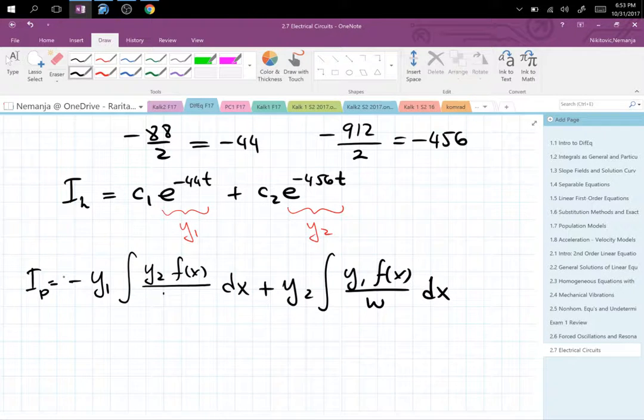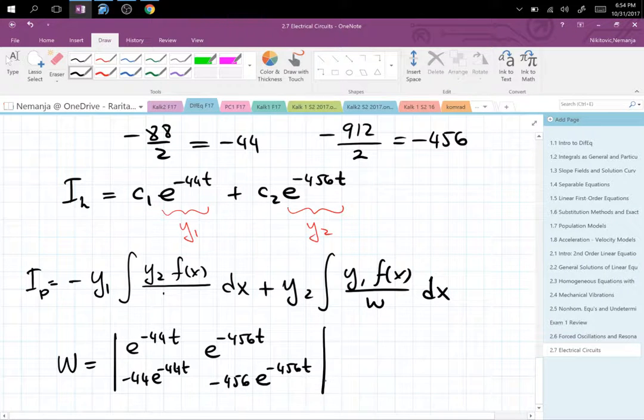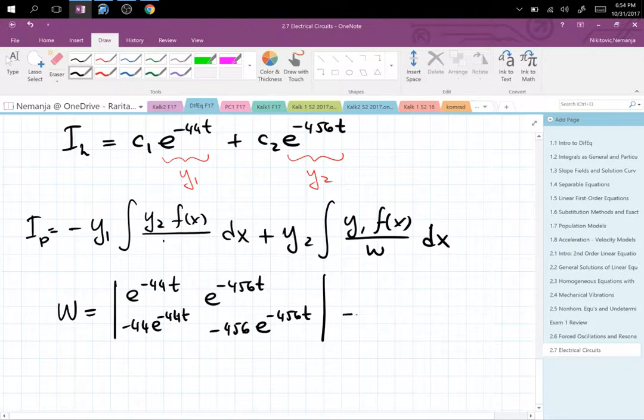So this is going to be our IP. Need a Wronskian for this one, right? Yep. Welcome to the Matrix. W. Sometimes it doesn't sync and it erases it.